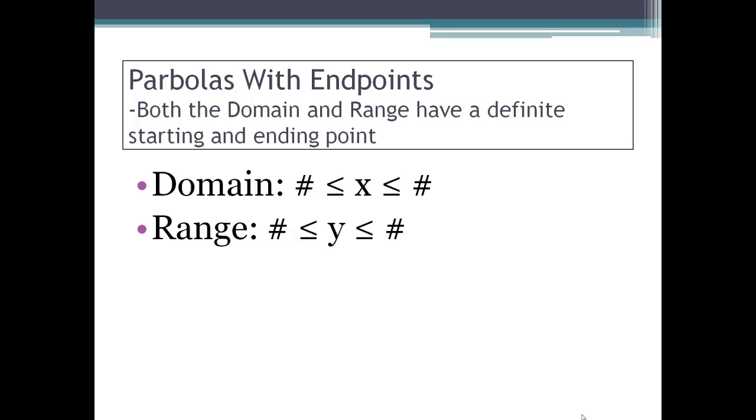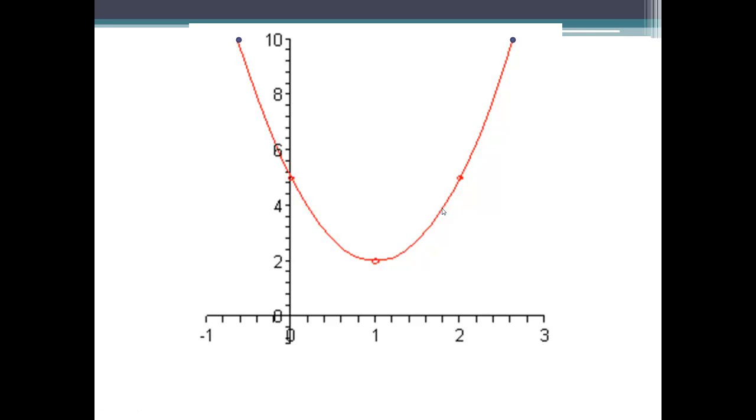We're going to be looking at two different types of parabolas today. We're going to have parabolas with endpoints, which means that both the domain and the range have a definite starting point and a definite ending point. And we're going to write those using interval notation like this. So let's get started. Okay, so we're going to look at the domain of this parabola.